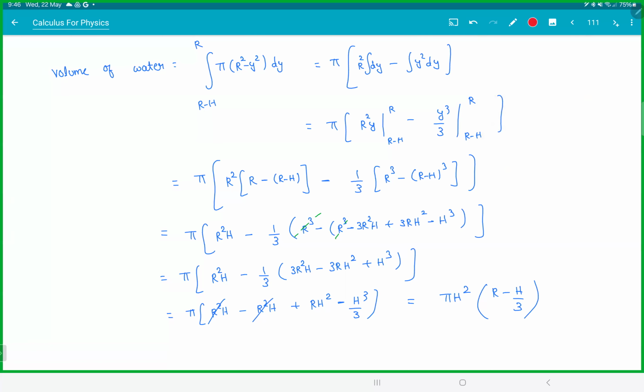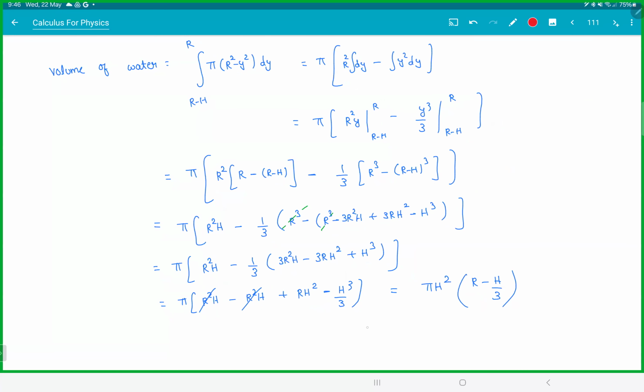Now let's see whether the answer is coming right. Suppose h is equal to 2r, we are getting pi into 2r whole square, r minus 2r by 3. So that is 4 by 3 pi r cube, right? This is what I was saying. If you substitute h is equal to 2r, the answer should give 4 by 3 pi r cube. Suppose h is equal to r, volume is pi r square into 2r by 3, 2 by 3 pi r cube. Making sense?